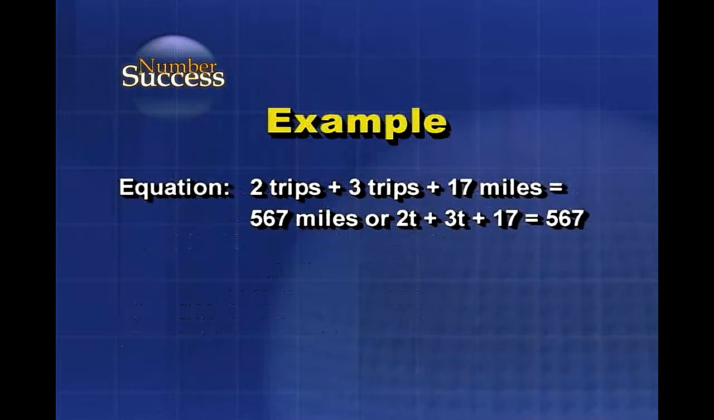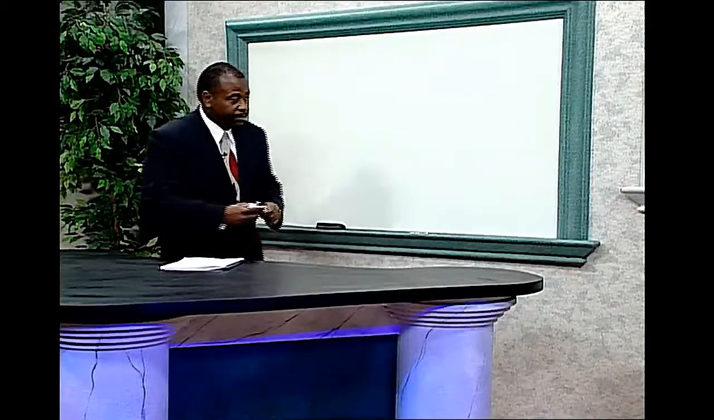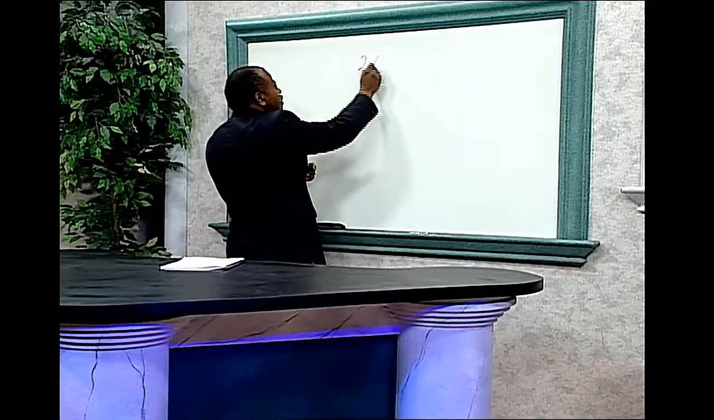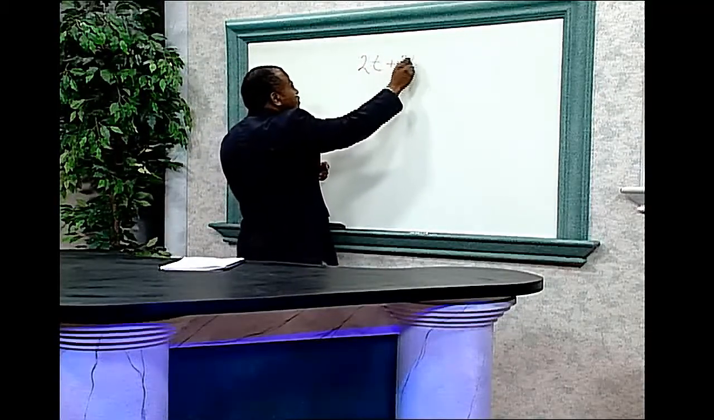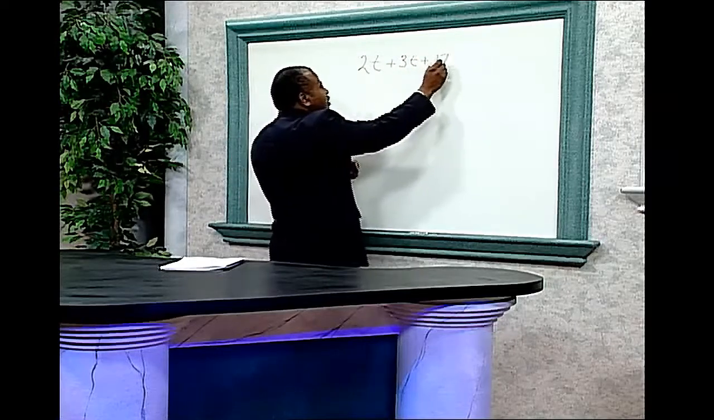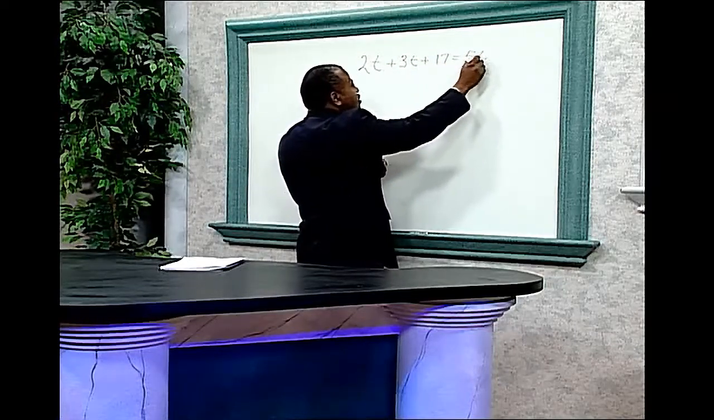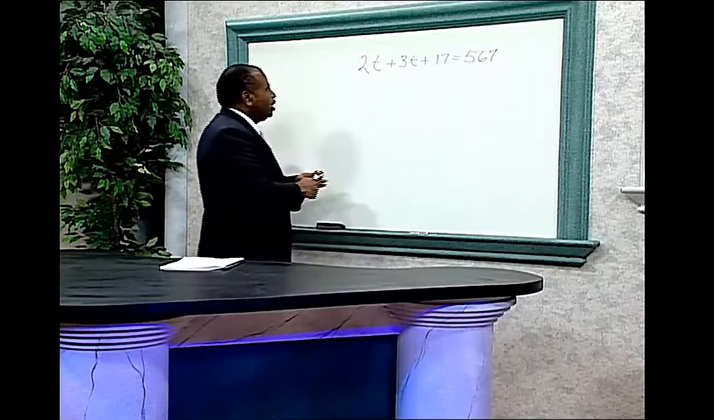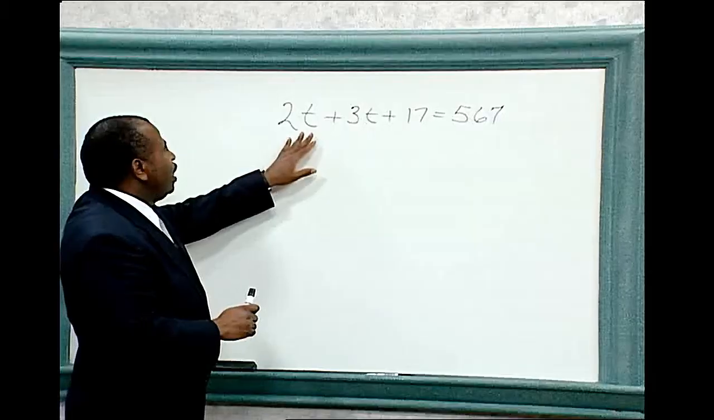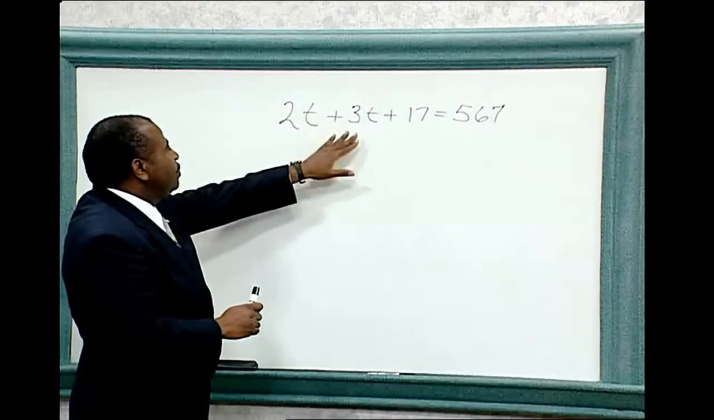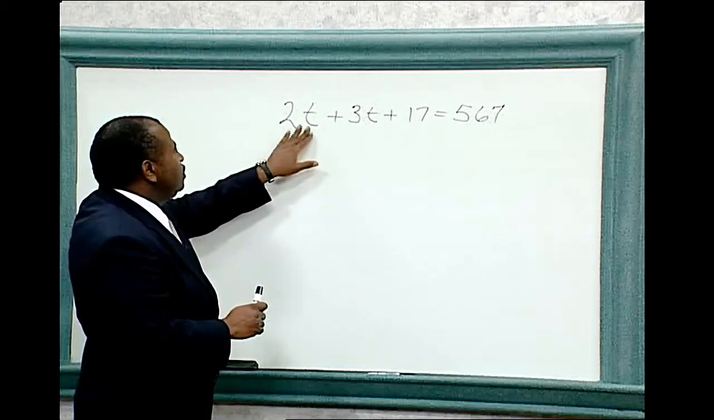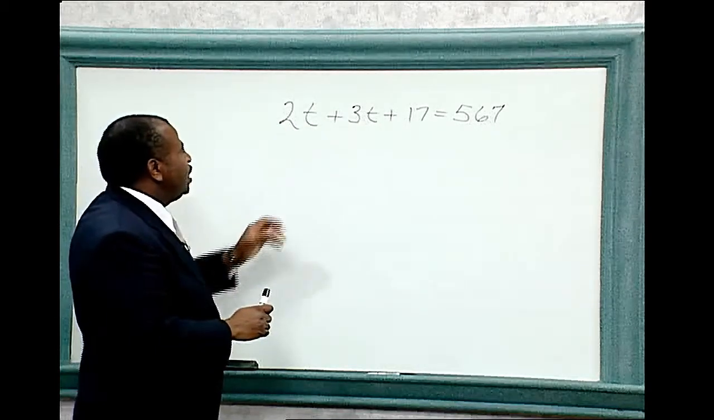In this particular problem, we're going to solve an equation. 2 trips plus 3 trips plus 17 miles equal to 567 miles. 2t plus 3t plus 17 is equal to 567. In this particular problem, we have 2 unknown terms. T represents the trips. 2t plus 3t must be combined.